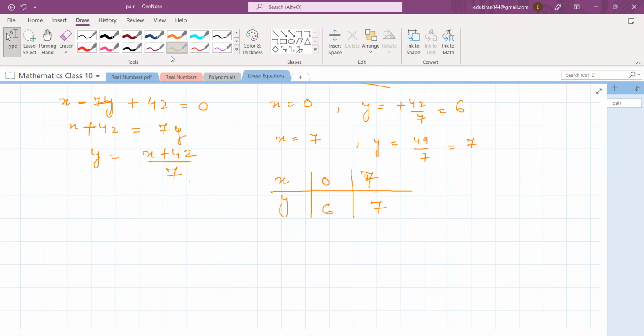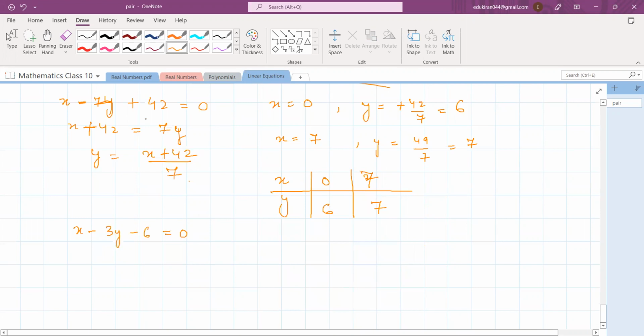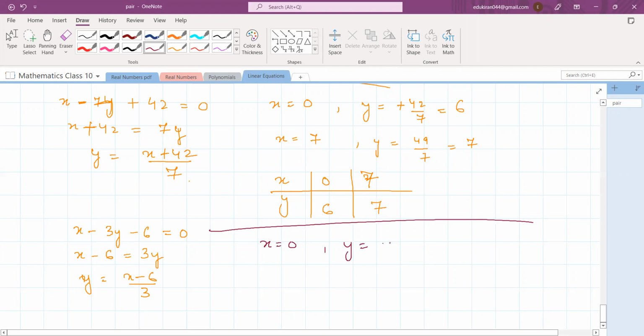Now come to the second equation. Please tell me what the equation was. I think x minus 3y minus 6 is equal to 0, right? Yes, ma'am. So from here, x minus 6 is equal to 3y, so y will be x minus 6 divided by 3. Now try to give different values of x here. When x is 0, y will become minus 6 divided by 3, which gives me minus 2.